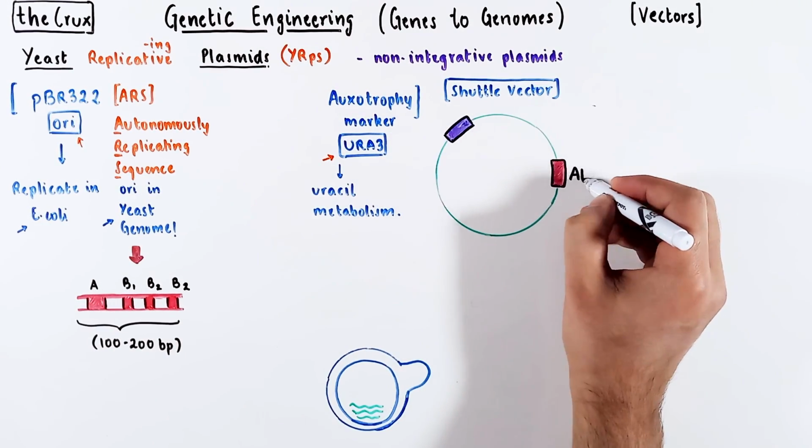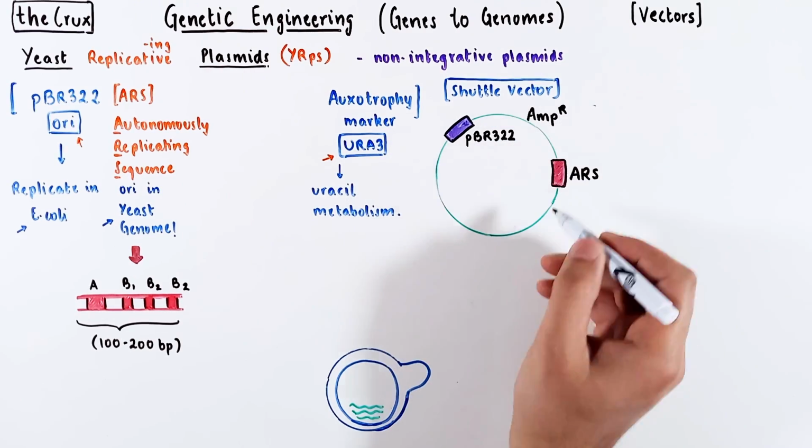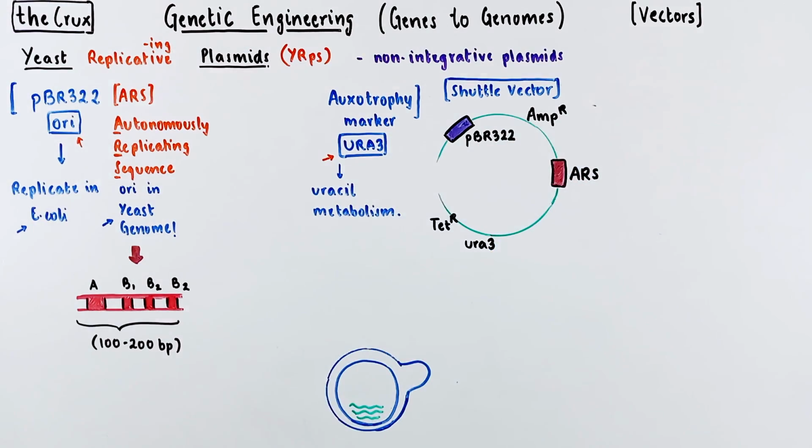It is again based on the pBR322 plasmid. It has an antibiotic marker for selection in bacteria and URA3 for selection in yeast. It has a yeast ARS and it can carry your specific DNA of interest as well. The usage is the same.